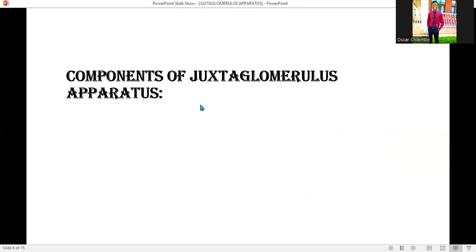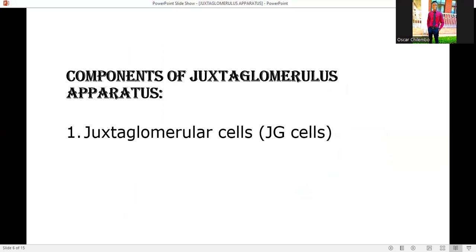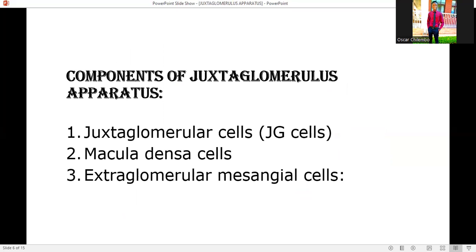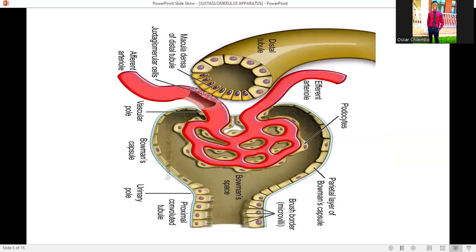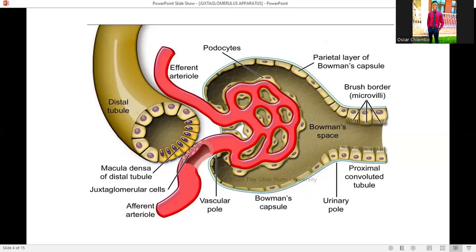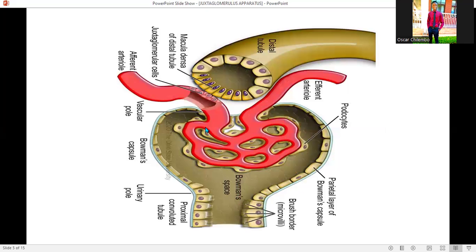The major components of the juxtaglomerular complex: we have the juxtaglomerular cells, then we have the macula densa cells, and then we have the extraglomerular mesangial cells. Now, when you look at this structure, we have the macula densa cells, these yellow cells, which line the area near the distal convoluted tubule. Then we have the juxtaglomerular cells, which are near the afferent arteriole, in close proximity to it.